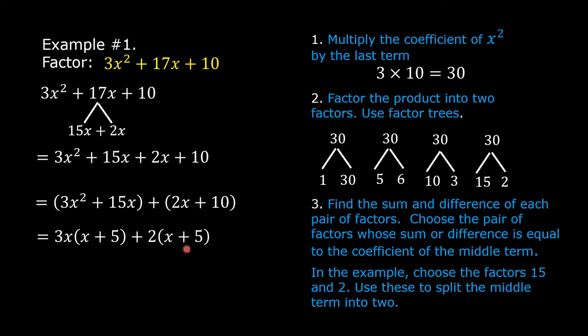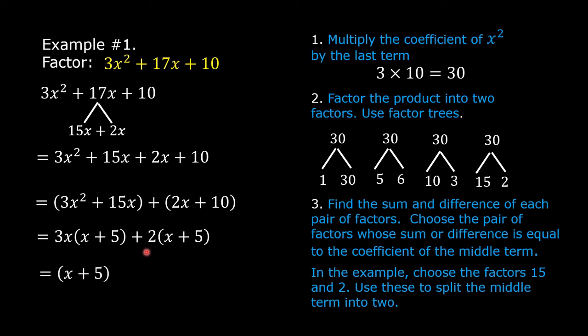x plus 5. There is a common factor here. It is x plus 5. Factor out x plus 5. Divide 3x times the quantity x plus 5 by x plus 5. Cancel x plus 5 with x plus 5. We get 3x.